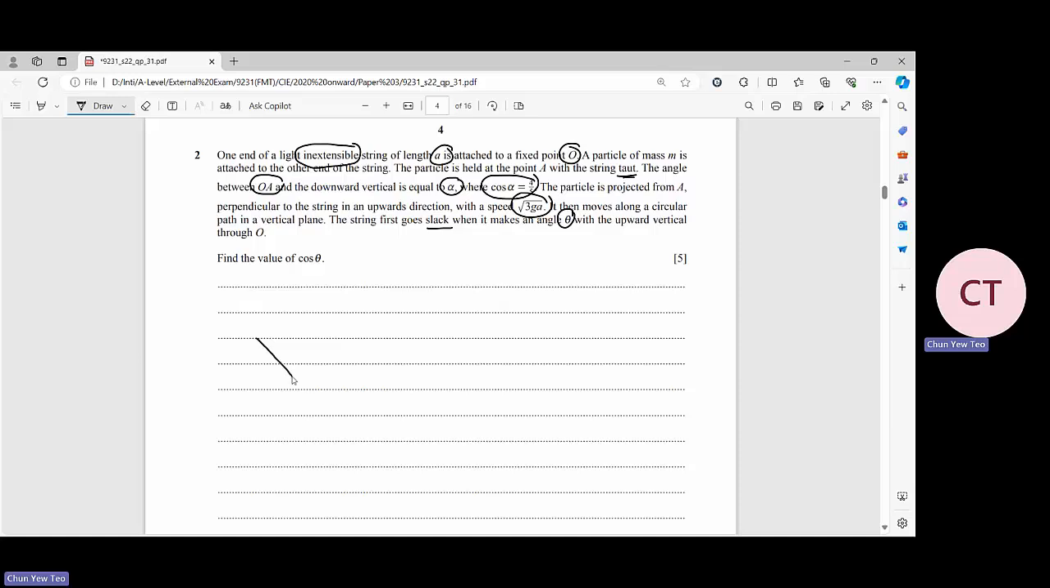So this one is also quite routine. You have an inextensible string that makes an angle alpha with the downward vertical. Then you are moving up with your u equal to the square root of 3ga. And when you move until here, when you make an angle theta, then it becomes slack. So over here, quite obvious, we need to use conservation of energy. So you have a GPE gain is equal to the KE loss.